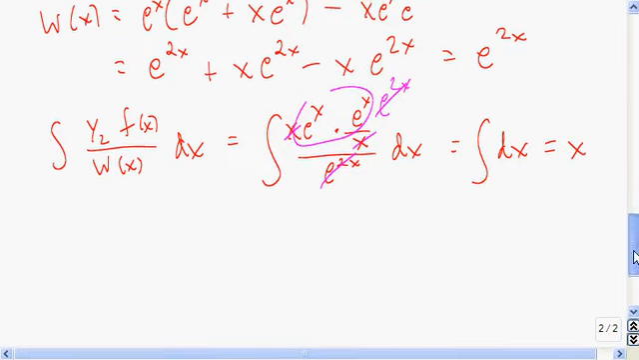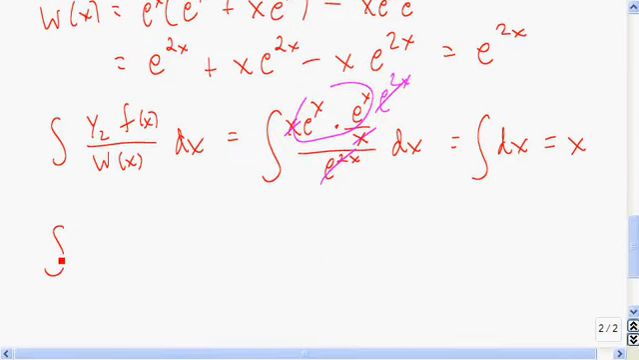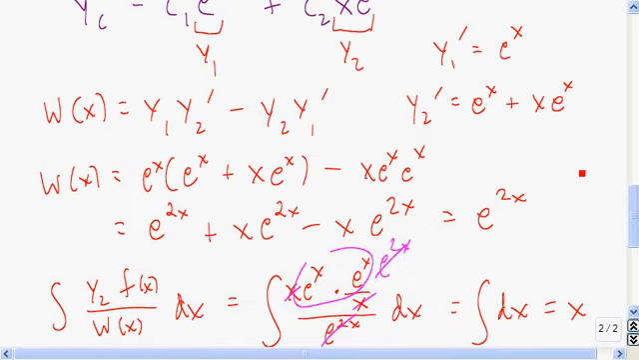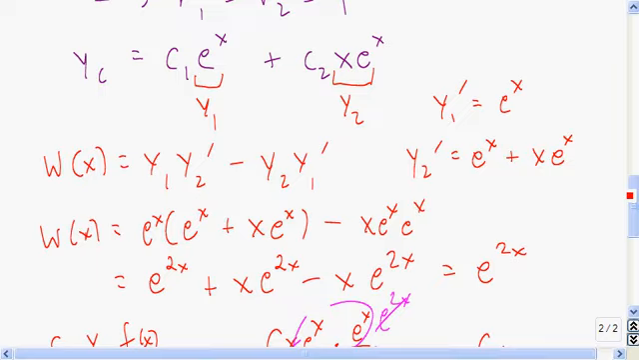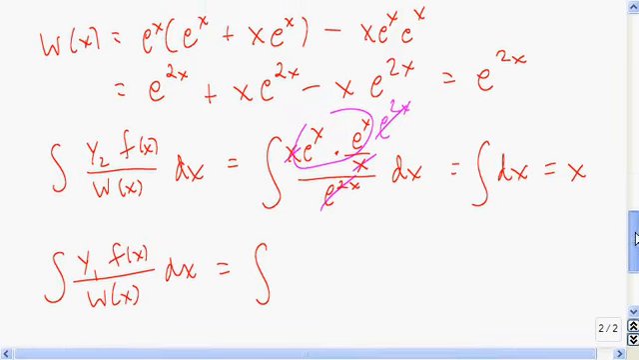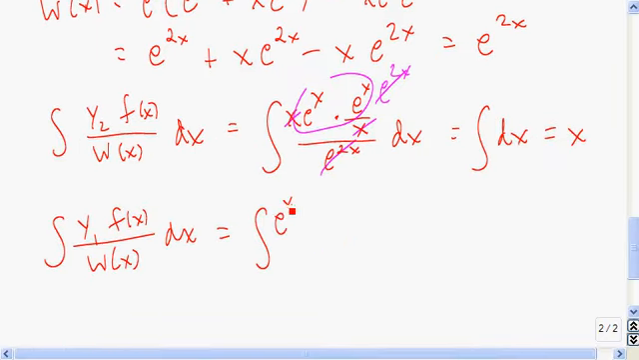All right, so now we have to do the other one. So now we need the integral of y1 f of x over w of x dx. So that's going to be the integral of y1 is e to the x. You'll remember that f of x is e to the x over x, and w of x is e to the 2x.